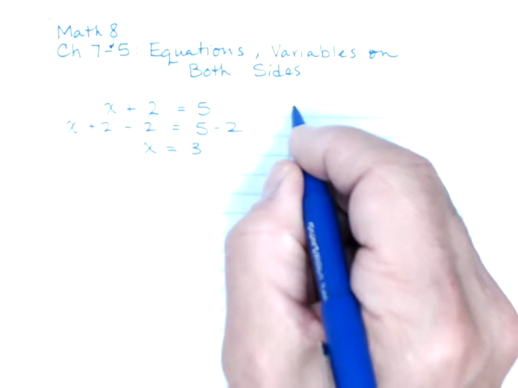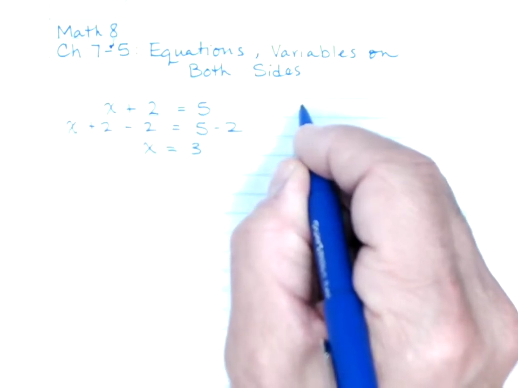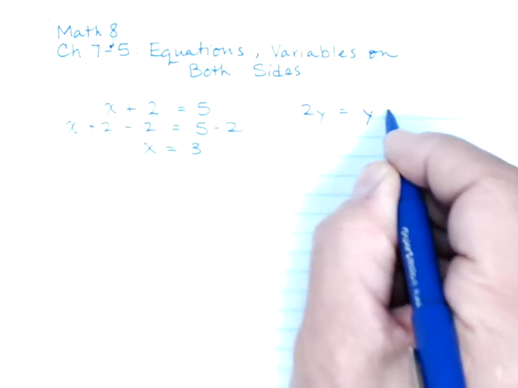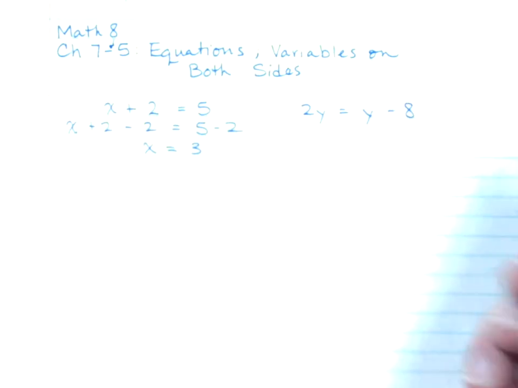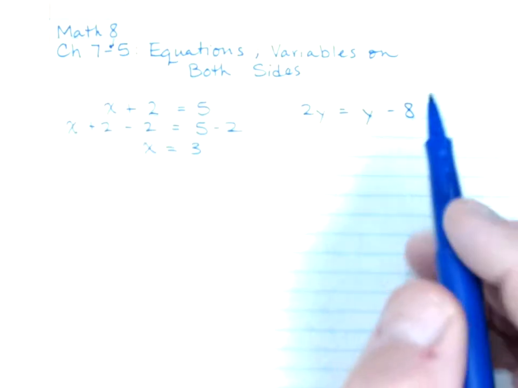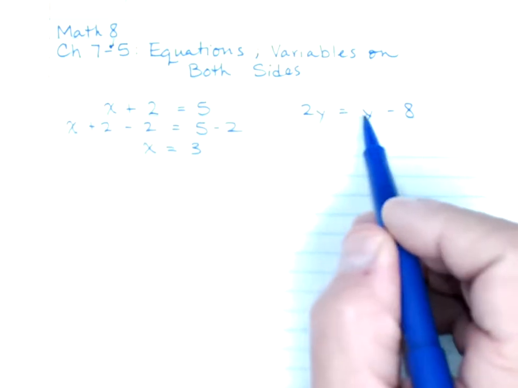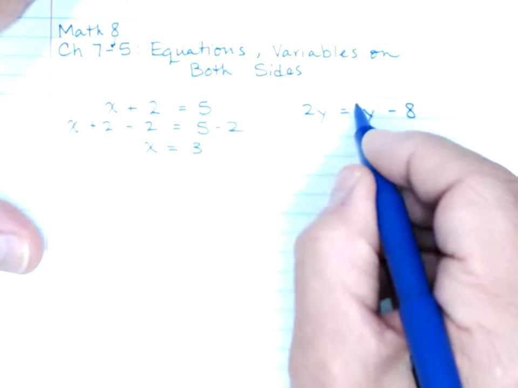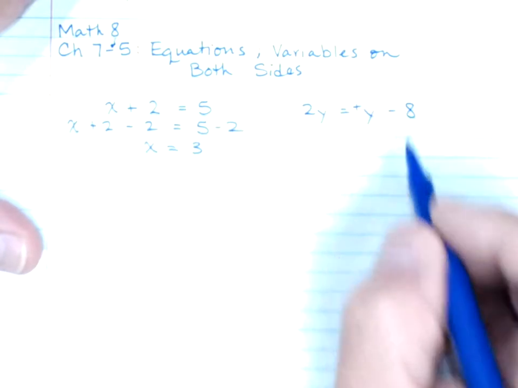Here's an example of variables on both sides. And this is a relatively easy one. This is 2y is equal to y minus 8. Now the idea here is very similar to this, that we want to group the like terms together. But remember, we have to use an inverse operation. This is a positive y. This is a negative 8.